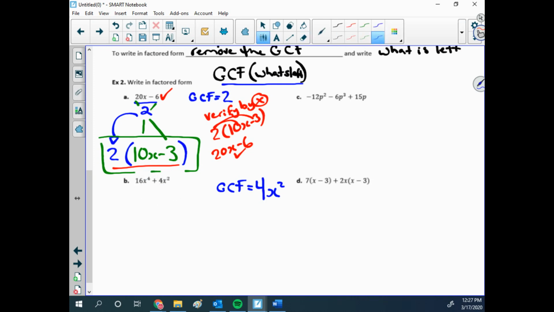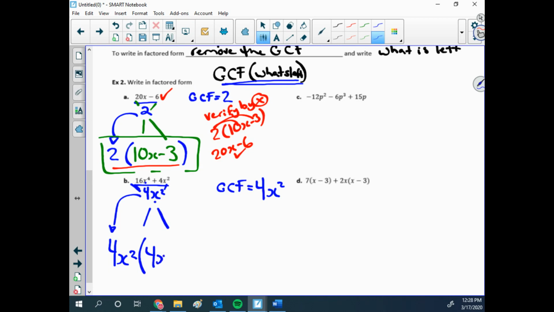And so I'll take what I started with and divide it by the greatest common factor. Now I'll take and have to write it in this form. So the greatest common factor will come to the front, 4x squared, and then I will divide each term by my greatest common factor. And so 16 divided by 4 is 4, and x to the 4 divided by x squared. So that's exponent laws. I need to subtract there.